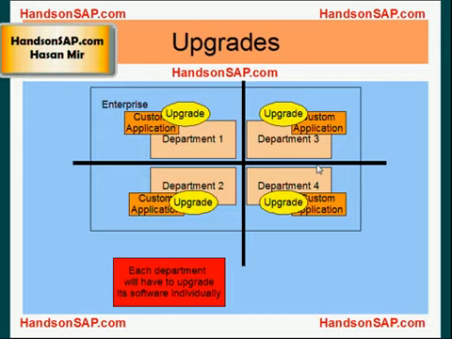Now the third problem is when it comes to upgrades. There will be a time when your technology is outdated. For example, your COBOL and Fortran is outdated and you need to replace it with a better technology. Then each department would need to do their own upgrades. So if this company has 4 departments, there will be 4 teams working in the IT department, and they will be doing upgrades separately for each of these 4 software.